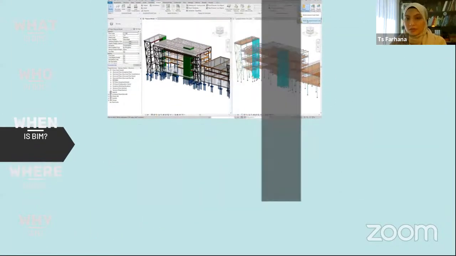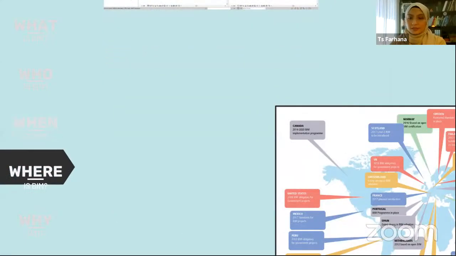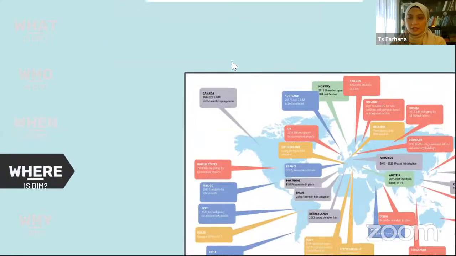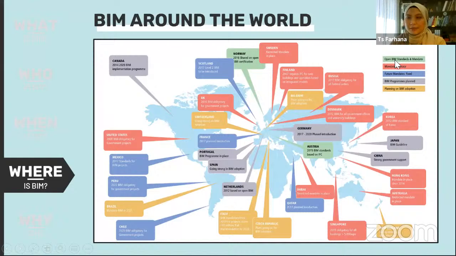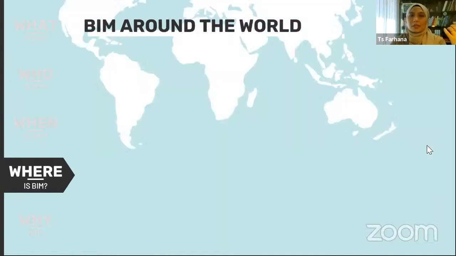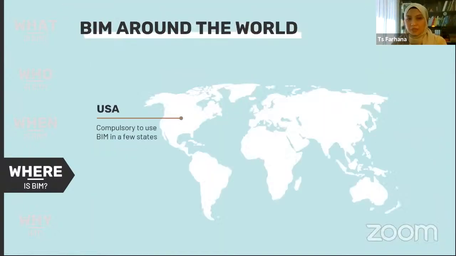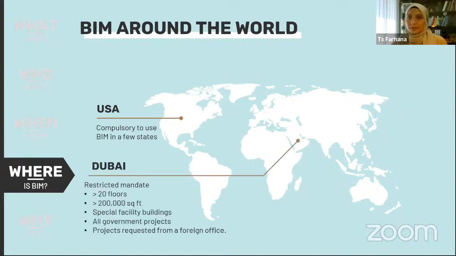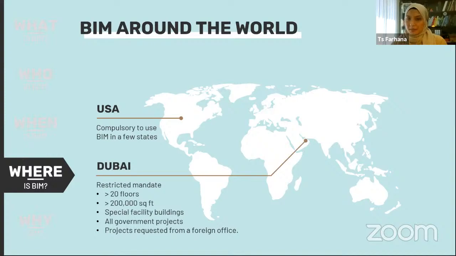So BIM around the world. Let's just focus on a few countries. Here the green one is a different level of BIM adoption. So USA, it's compulsory to use BIM in a few states, because in the US it depends on the states, right? In some states, people still use Revit and BIM, but it's not made compulsory by the government.